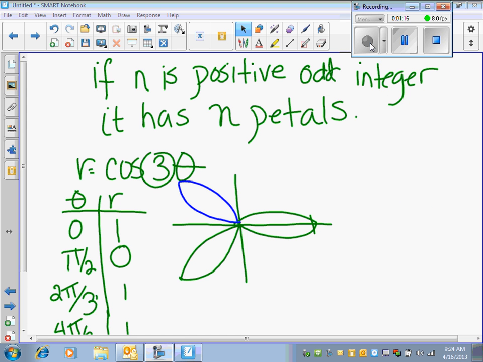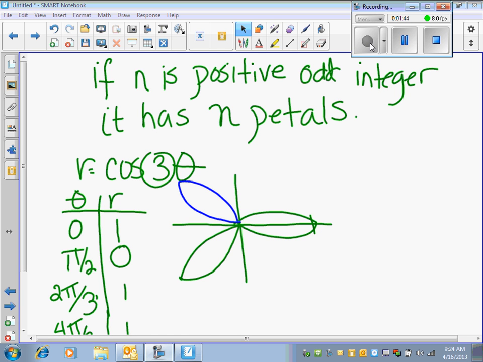All right, so if n is a positive odd integer, it has n petals. So if n is 3, we have 3 petals. So folks, we can plot. We can kind of use a parent function. Well, we know cosine falls around the x-axis. So guess what? We get 1 petal on the x-axis. If you want to try the other axes, you could actually plot points to see that they do not fall there, and go ahead and try to sketch and graph.